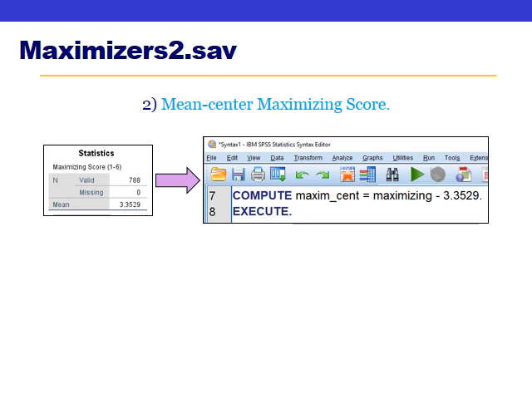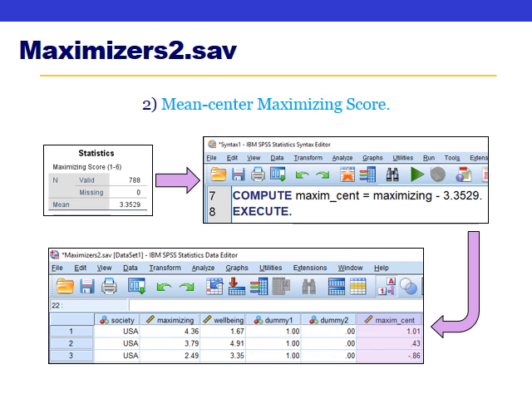So that number right here, we just plug in here. We're going to get a new variable for each person giving us their mean-centered maximization score. So for person number 1, for example, their maximization score was above average, so their mean-centered score is positive. For person number 3, their maximization score was below average, so they end up with a negative mean-centered score.